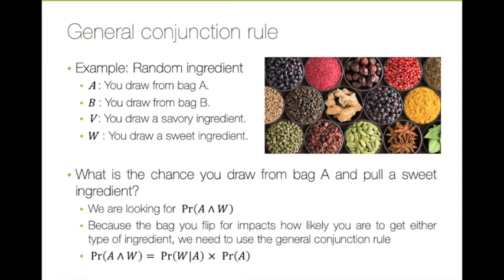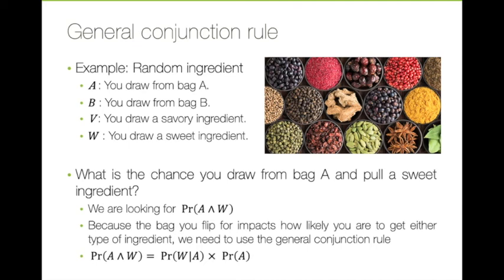Remember, the question we're interested in is what is the chance you draw from bag A and pull a sweet ingredient? So we're looking for the probability of A and W being true, that conjunction. Because the bag you flip for impacts how likely you are to get either type of ingredient, we need to use our general conjunction rule. And we need to use this version. The probability of A and W is equal to the probability of W given A times the probability of A.